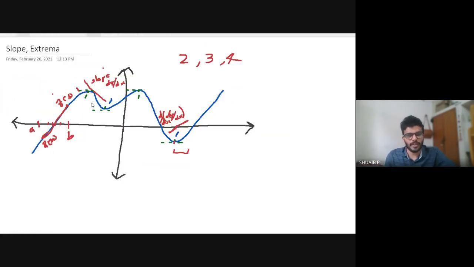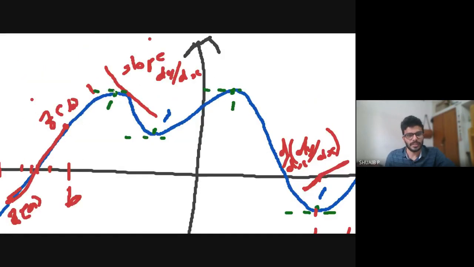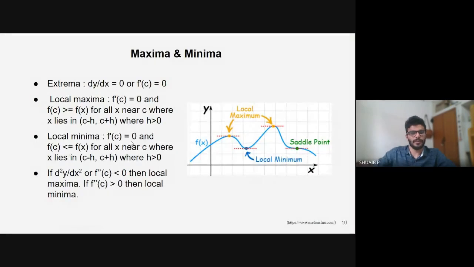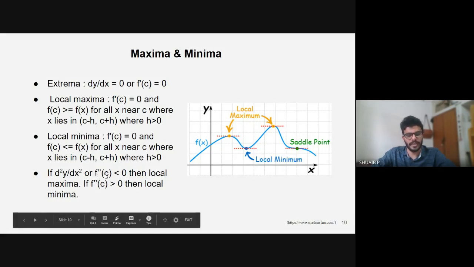And similarly, for a maxima, it will be the other way. Suppose for this maxima, you can see the dy by dx will be a line with negative slope. So the second derivative will be a negative value. Thereby, if we identify an extrema and calculate the double derivative and see it's negative, it will be a local maxima, and if it's positive, it will be a local minima.